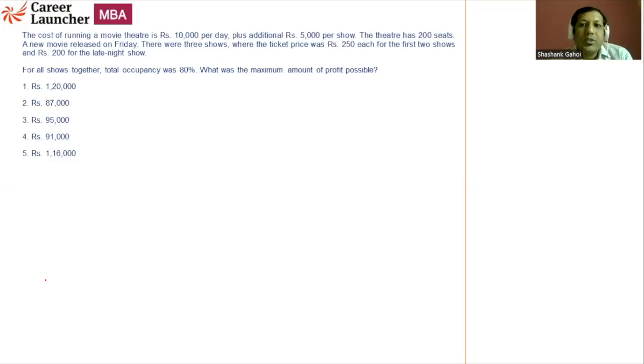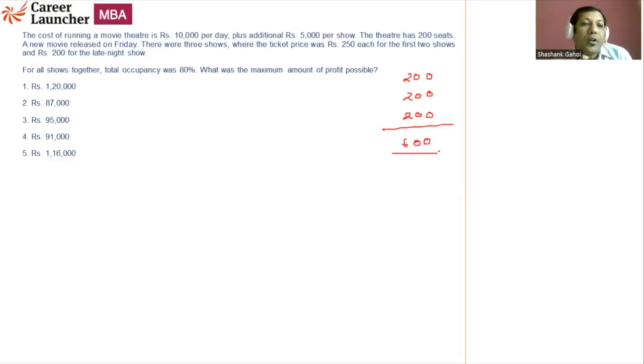Okay. So basically, in the first slot, we have 200 seats. In the second slot, we have 200 seats. In the third slot, we have 200 seats. So the total number of tickets to be sold is 600. This is what I have figured out, because in 3 slots, in each slot you have 200 seats. So the total tickets to be sold are 600.